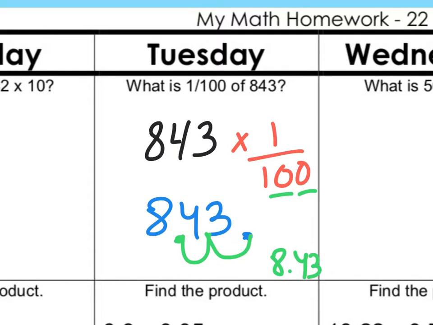8.43. Which makes sense because it used to be 843. And 1/100th of that would be 8.43 because it's very, very small. And if it was 1/1000th, it would be 0.843. You would just move the decimal to the left. So remember Monday's homework, when you multiply something by 10, it gets larger and you move to the right. When you multiply something by 1/100th, it gets much smaller, so you move it to the left.